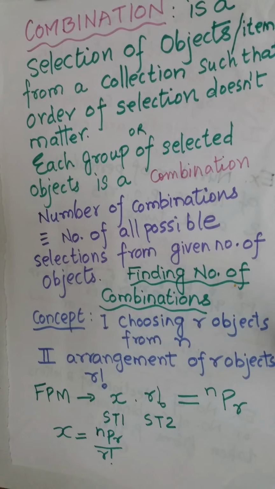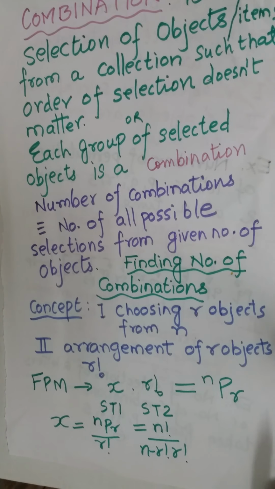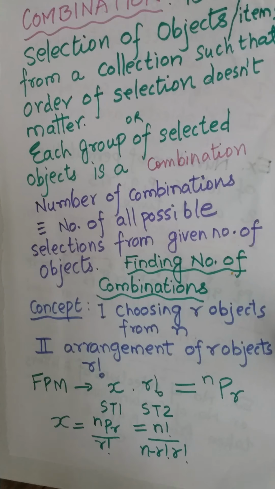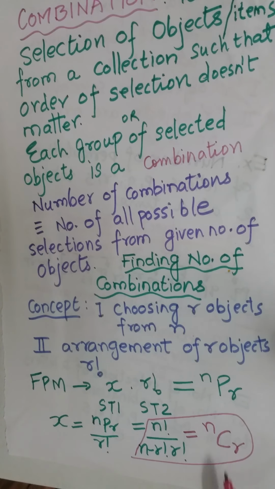Now we will write NPR as N factorial by N minus R factorial. This R factorial was already there. So the number of ways of choosing R objects from N came out to be N factorial by N minus R factorial into R factorial, which is renamed as NCR.